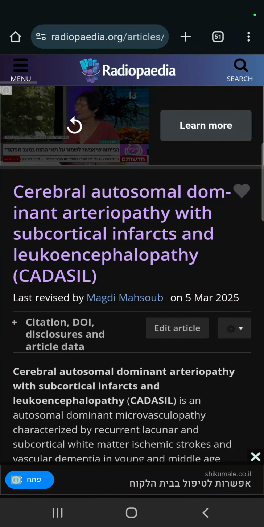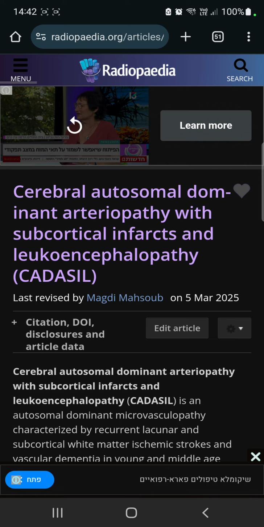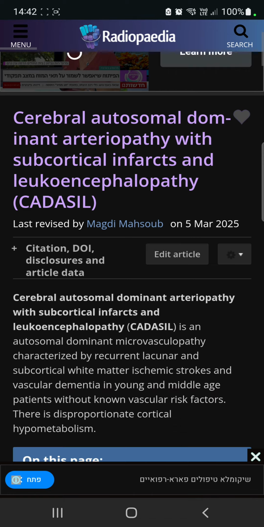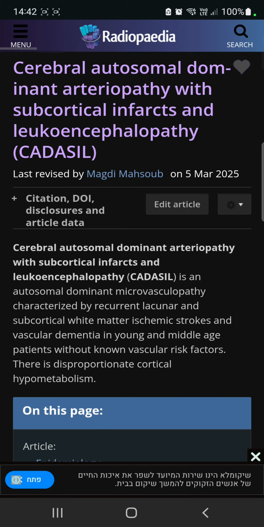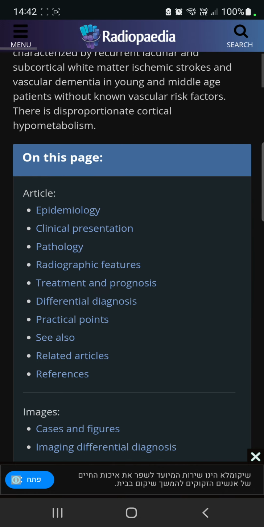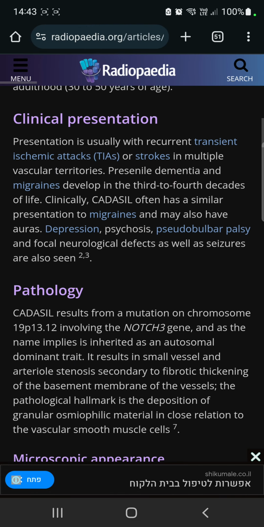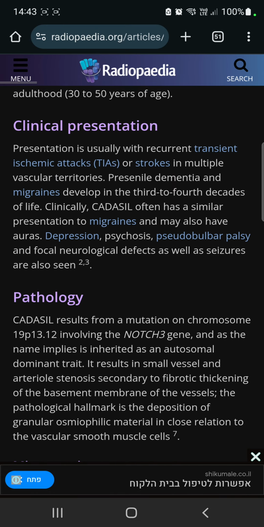Okay, so let's talk about cerebral autosomal dominant arteriopathy with subcortical infarct and leukoencephalopathy, which is an inherited disorder caused by mutation in the Notch3. Now, manifestations include recurrent stroke, recurrent TIA, migraine, subcortical dementia, pseudobulbar palsy. It's all about small vessel arteriopathy. That is the cause of this disease based on the Notch3 mutation.